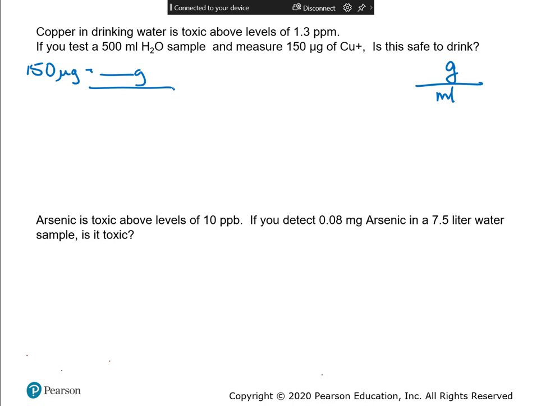What's my volume? The volume is 500 milliliters, so I don't have to do anything to that. That one's in milliliters. Just put your units in grams and milliliters, divide them, and multiply your answer times 1,000,000 if it's ppm. You'd multiply it times 1,000,000,000 if it's ppb.